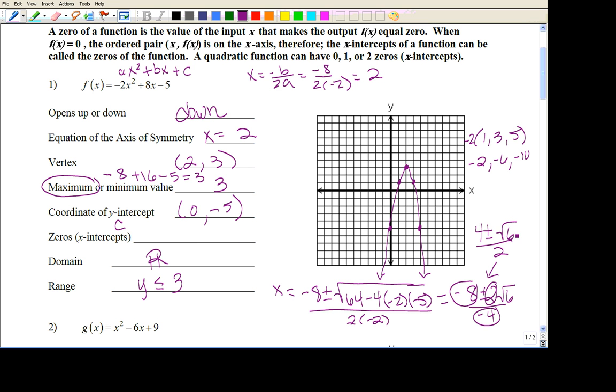So those are the x-intercepts, or the zeros. So we'll have (4 plus or minus the square root of 6 over 2, 0). So there are 2 x-intercepts there. And that's it for that one.